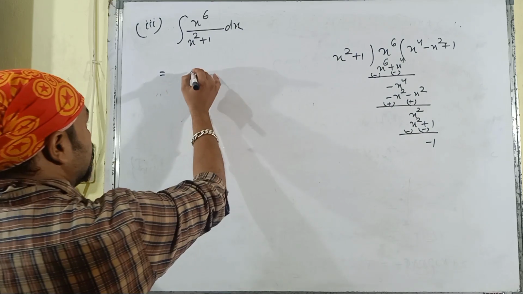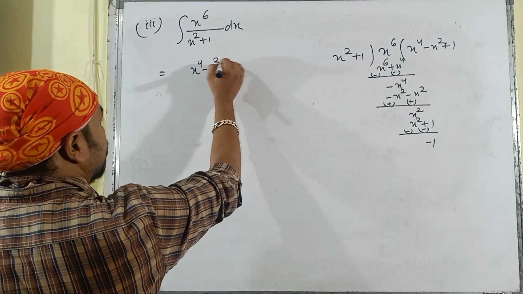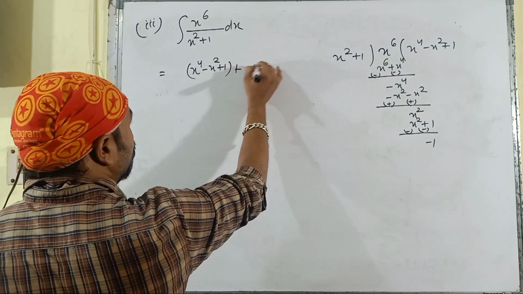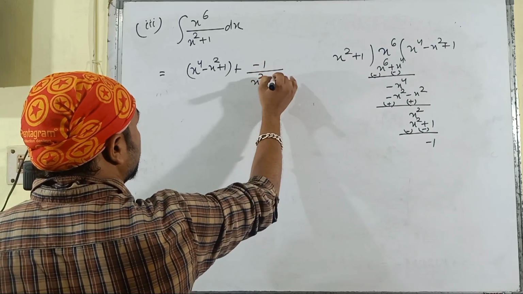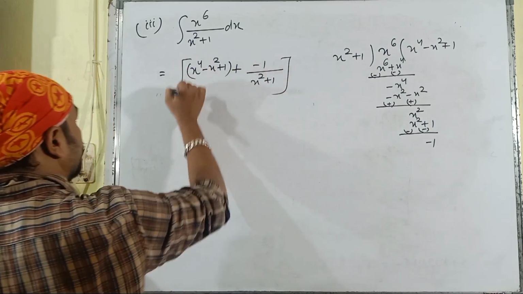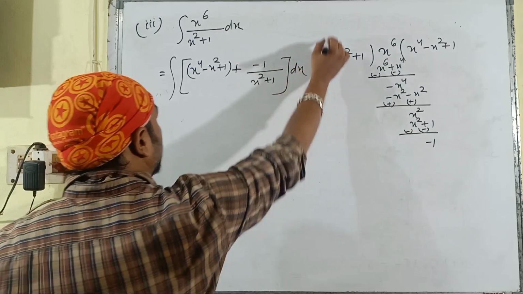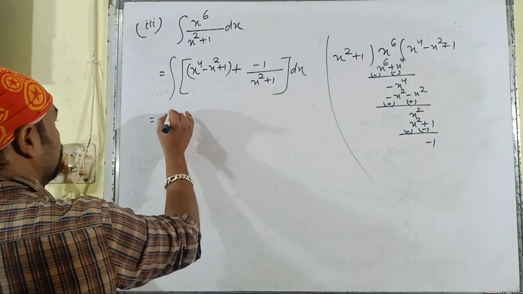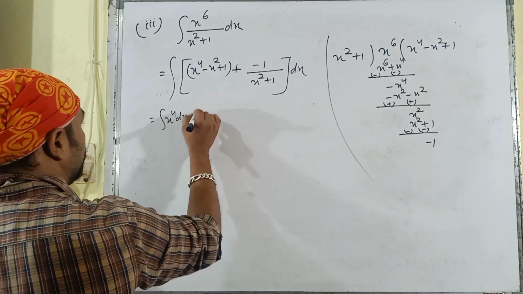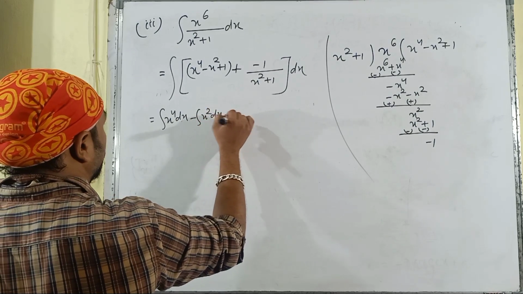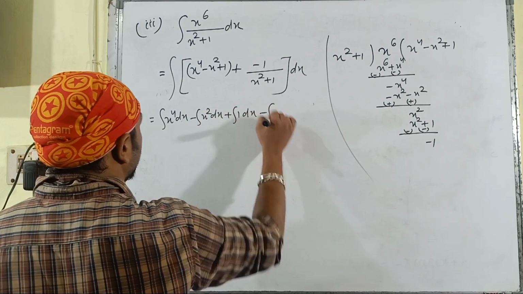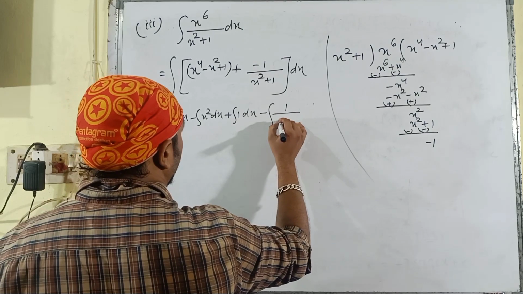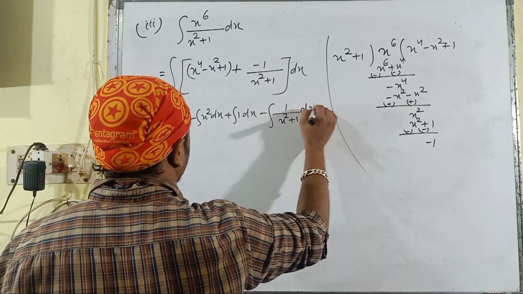Then we can write it in the form of x^4 minus x square plus 1 plus (minus 1) divided by x square plus 1. It is integral of x^4 dx minus integral of x square dx plus integral of 1 dx minus integral of 1 over x square plus 1 dx.